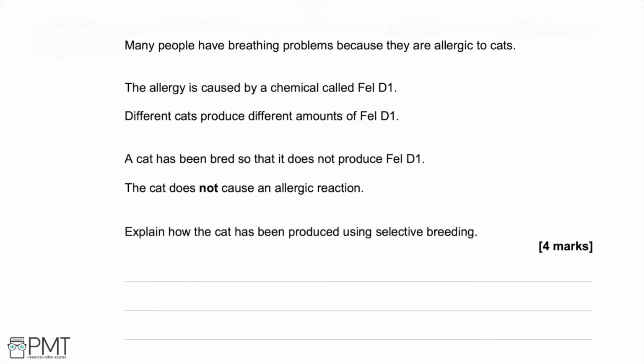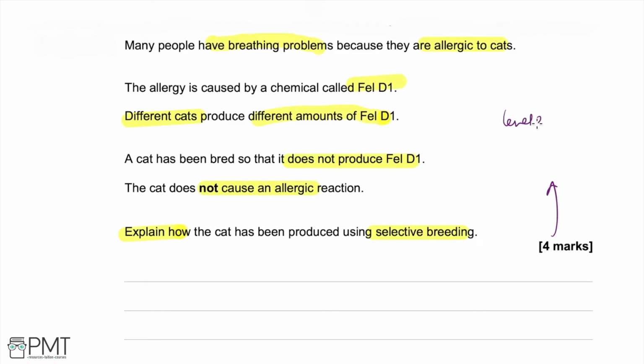Many people have breathing problems because they are allergic to cats. This allergy is caused by a chemical called FeLD1. Different cats produce different amounts of FeLD1. A cat has been bred so that it does not produce FeLD1. The cat does not cause an allergic reaction. Explain how the cat has been produced using selective breeding.